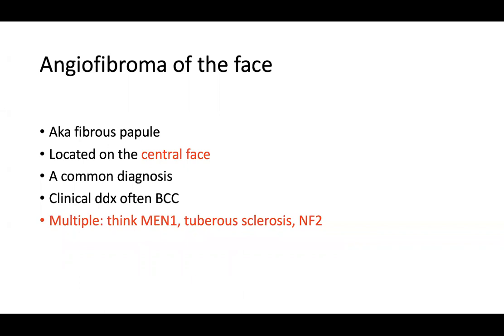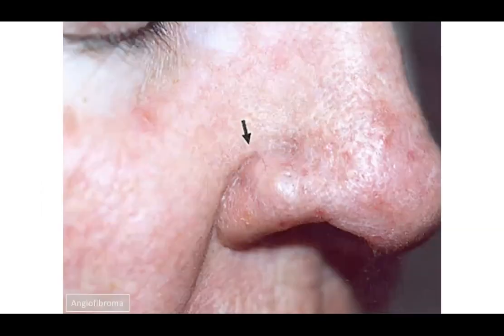Angiofibroma of the face, also known as fibrous papule, as I mentioned, located on the central face or most often on the nose. It's a very common diagnosis, but clinically it can look like a basal cell carcinoma. So usually you'll get the rule out of BCC versus fibrous papule versus other. If you do have multiple angiofibromas of the face, you can think about entities such as MEN1, tuberous sclerosis, and NF2, for example. Here's just a nondescript pink papule in the nose. It ended up being a fibrous papule.